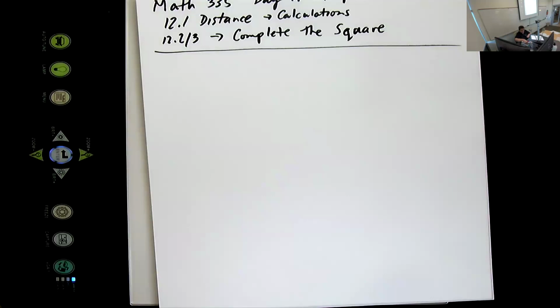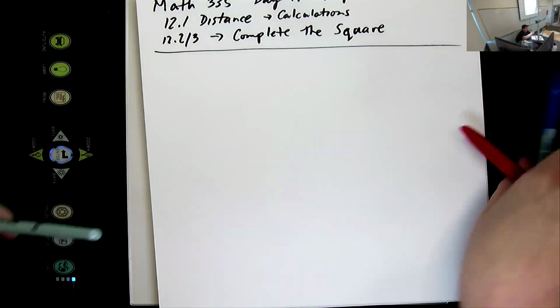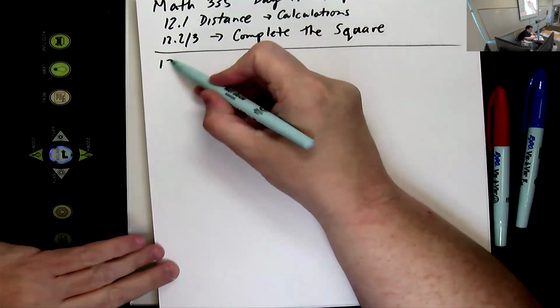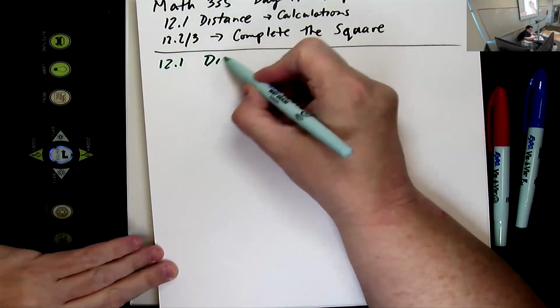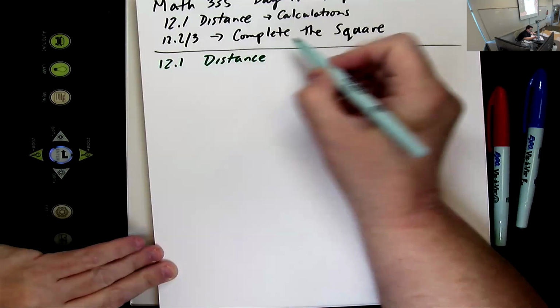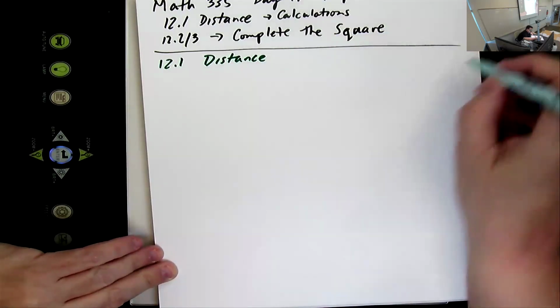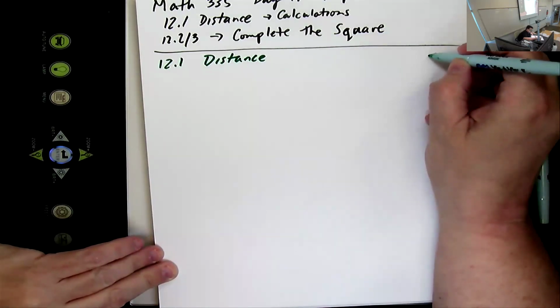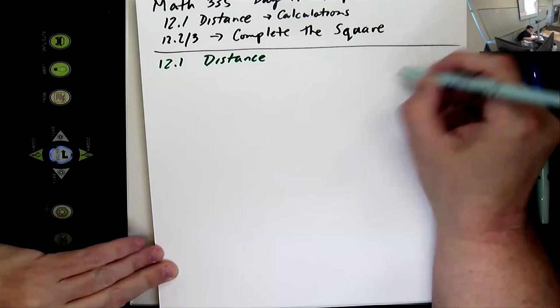So, what's the distance formula look like? There's two things in 12.1, distance formula and midpoint. Midpoint's really easy, the distance formula is a little bit more confusing.